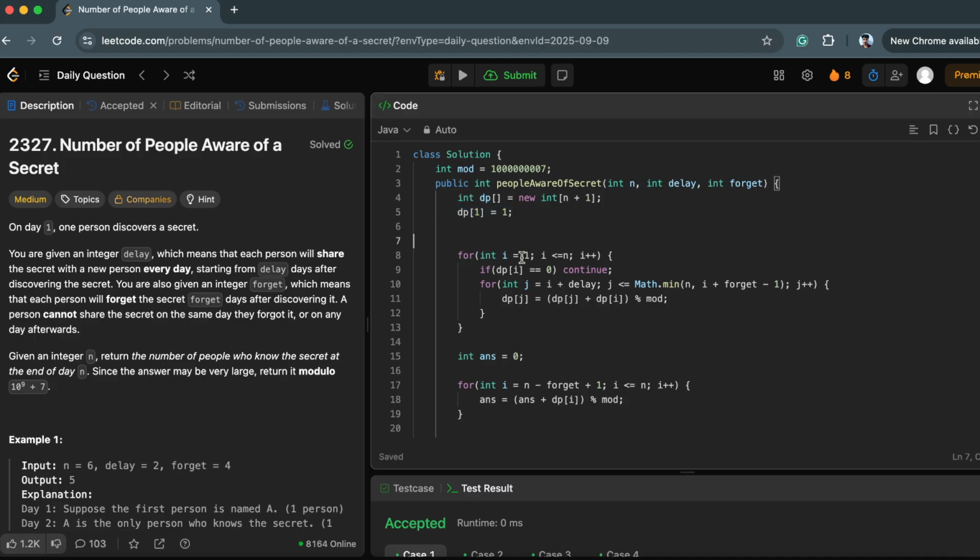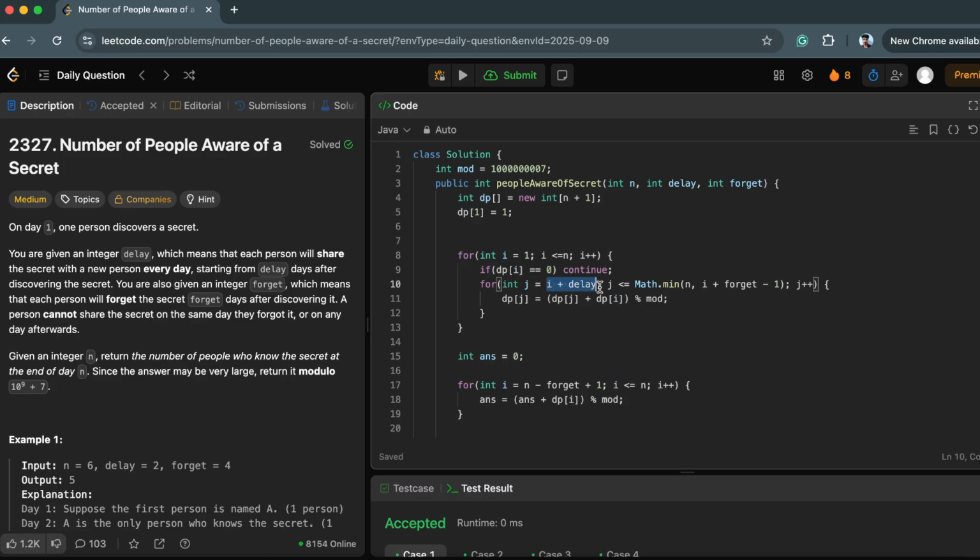Now we will run a for loop from the first index onward to the last index, and here we can slightly modify this. Instead of going to the last index, we can go till n minus forget plus 1. Till those days also we can keep on updating the values, that is completely fine. So at dp of i, if there are 0 persons who know the secret on that day, we can simply continue from there. Slight modifications, nothing fancy.